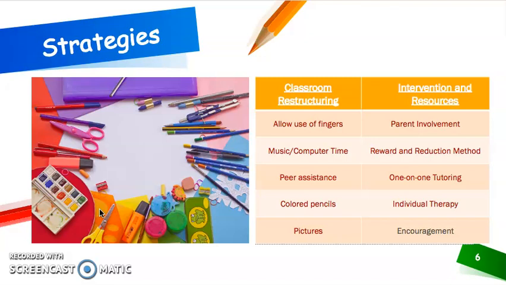Some of the interventions and resources: always notify parents and make sure that they're involved. Have their involvement be at home, but also a resource of change. There's also the reward and reduction method, where you give the child something if he's able to achieve a small component. For example, if he's able to achieve his multiplication facts from 1 to 2, you want to give him an incentive and a positive reward for being able to achieve that. There's also one-on-one tutoring and individual therapy, as well as encouragement.